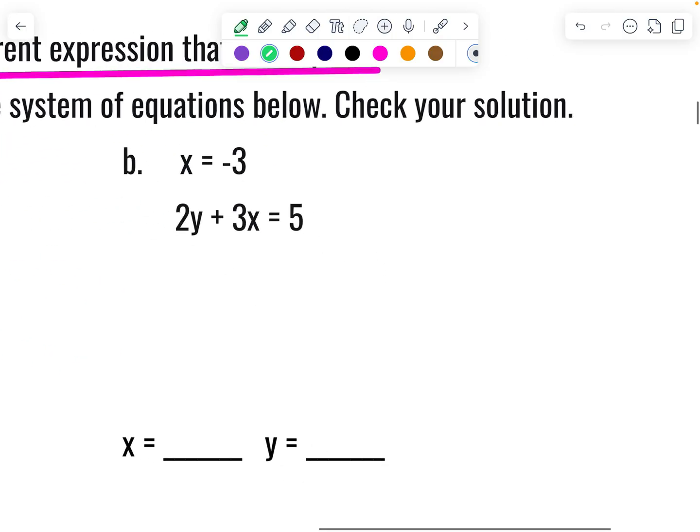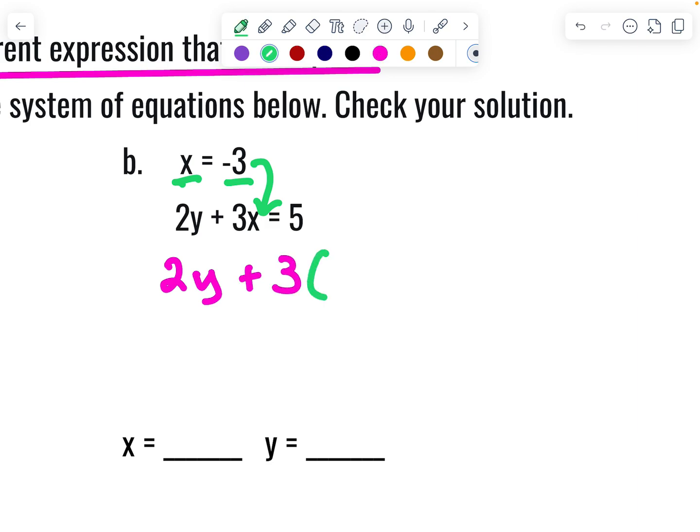So let's try this one. This time, x is negative 3. So whenever we see an x, we're going to replace it with a negative 3. So we'll have 2y plus 3, and then we're plugging in a negative 3 and the rest of our equation here.